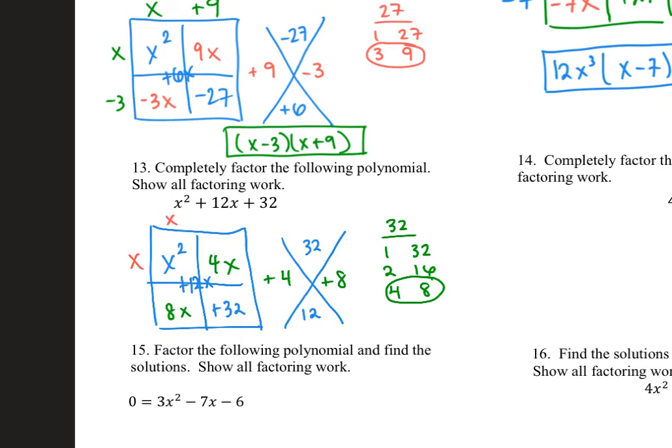x times x is x squared. x times positive 4 is 4x. x times positive 8 is 8x. So my factored polynomial is (x plus 4)(x plus 8).